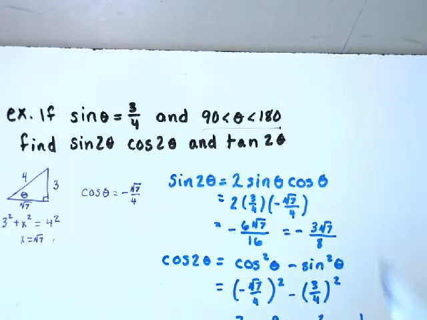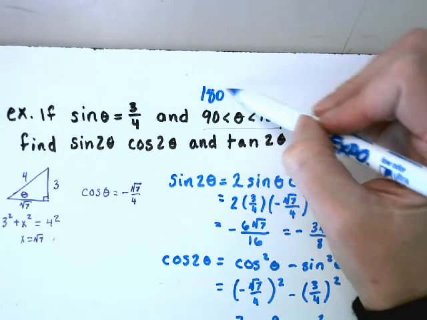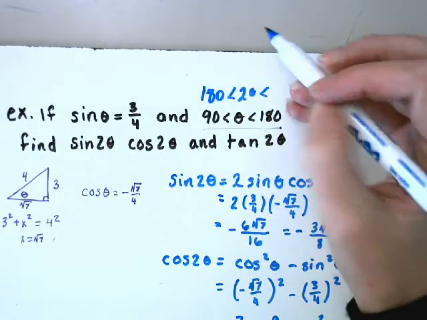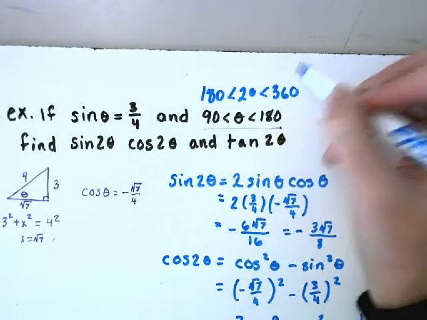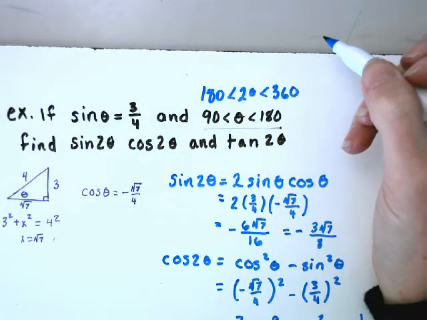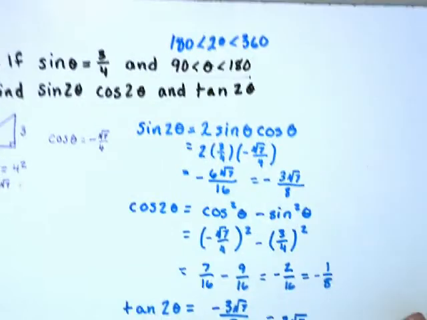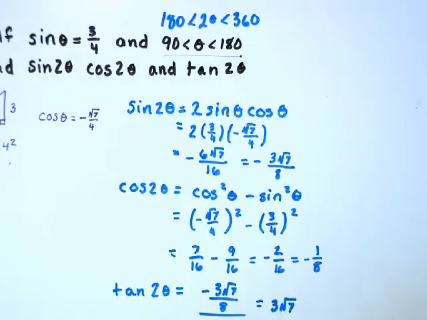If theta was between 90 and 180, that means if I doubled it, it's going to be somewhere between 180 and 360. So it's either in the third or fourth quadrant. But since both the sine and cosine are negative, we know it's in the third quadrant.